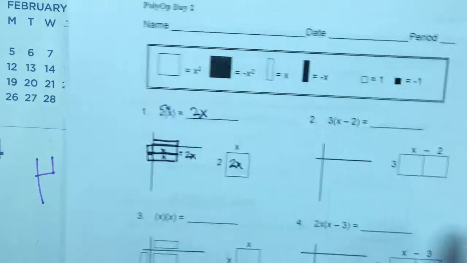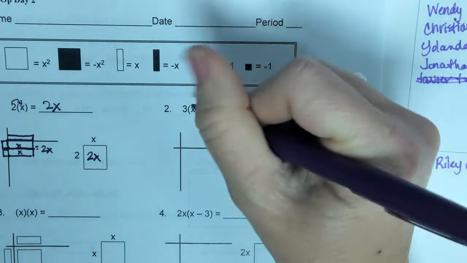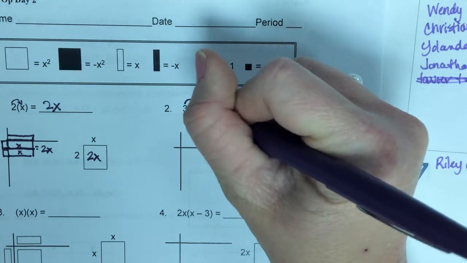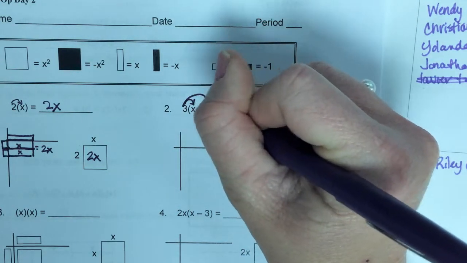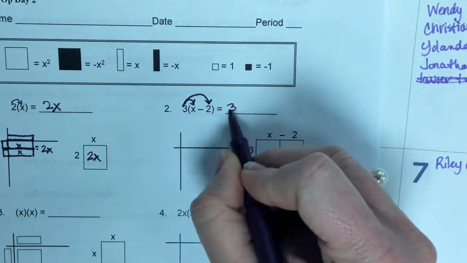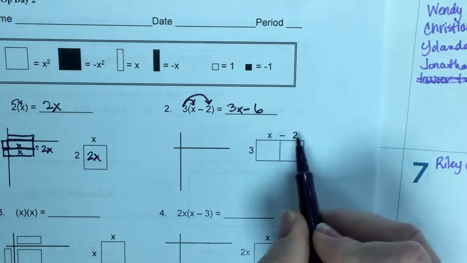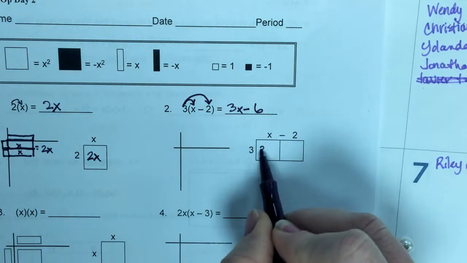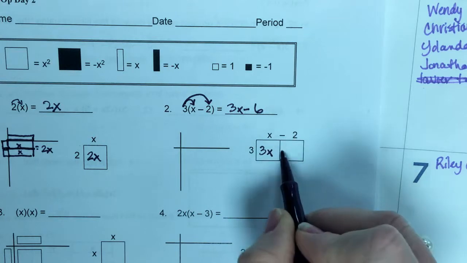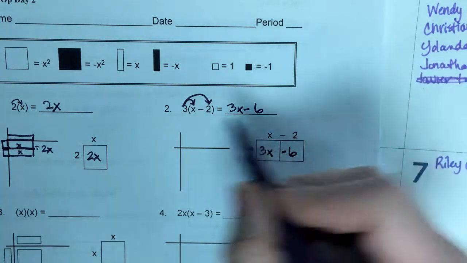Okay, going on to number 2 here. To distribute, I just multiply 3 times the x and times the negative 2. 3 times x gives me 3x, and 3 times negative 2 gives me negative 6. It's going to be the same thing here with the box: 3 times x gives me 3x, and 3 times negative 2 gives me negative 6. And now I'm going to do the tiles.